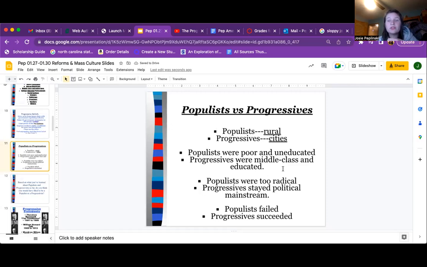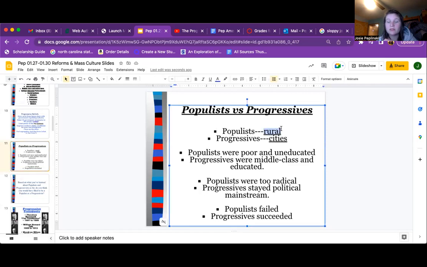You need to be able to compare the populists and the progressives from this unit. The populists were rural farmers. Rural would be a very spread out populated area, not densely populated, whereas cities are densely populated. Populists were poor and uneducated, while progressives were middle class and educated.